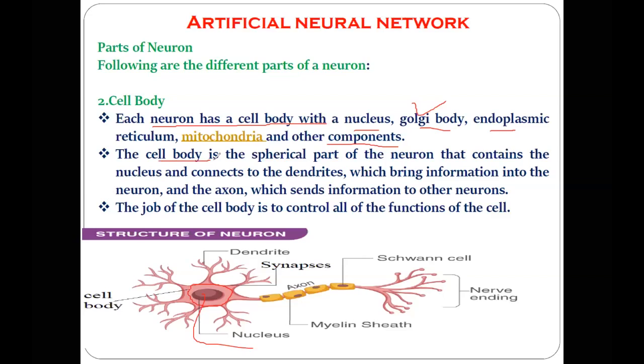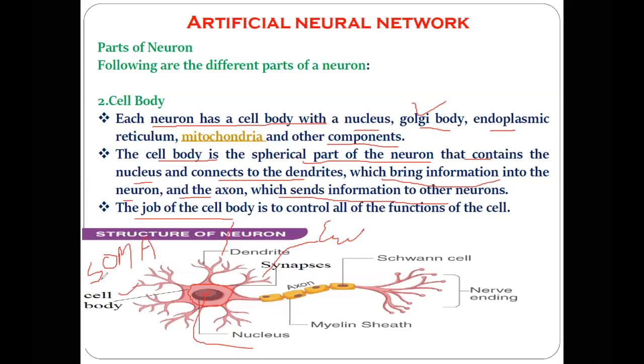So the cell body is the spherical part of the neuron that contains the nucleus, and connects to the dendrites, which bring the information into the neuron, and to the axons, which send information to the other neurons. So the information that comes from the outside neurons connects here, and to get that information inside, the cell body is responsible. And the job of the cell body is to control all of the functions of the cell. So who does the work of controlling the other components like nucleus, dendrites, synapses, axons? The cell body. Okay, the cell body is also referred to in biology as the soma.